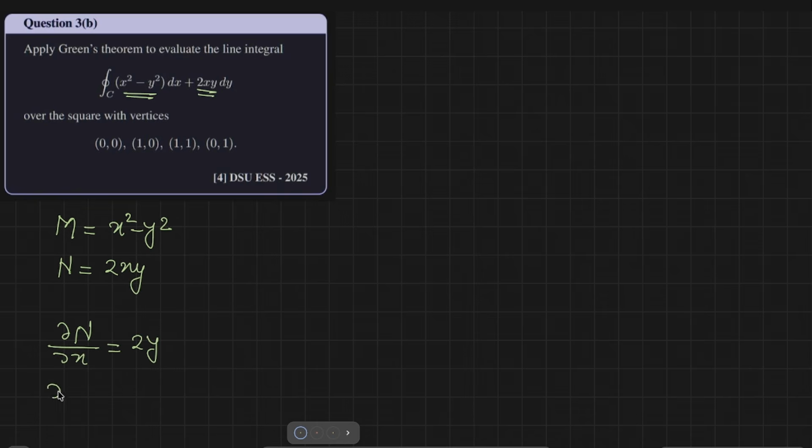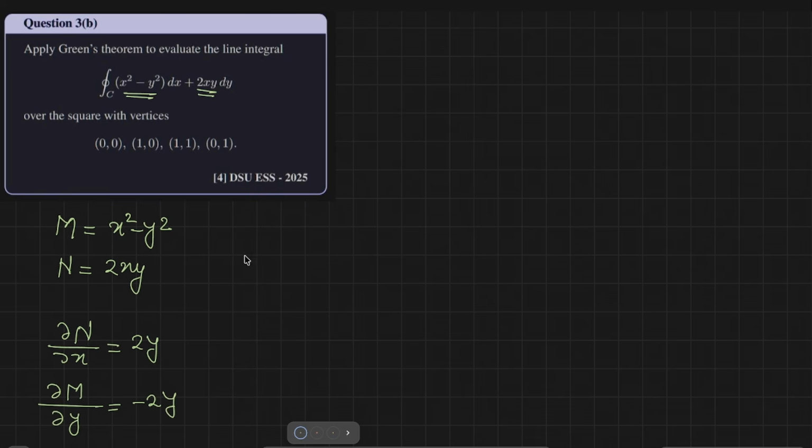Okay, so again you first identify what M is. M is equal to x square minus y square. M is the coefficient of dx, N is the coefficient of dy, so that is 2xy. So from here this is N, this is M. Find the partial derivative of N with respect to x, that is 2y. Find the partial derivative of M with respect to y, that is minus 2y.